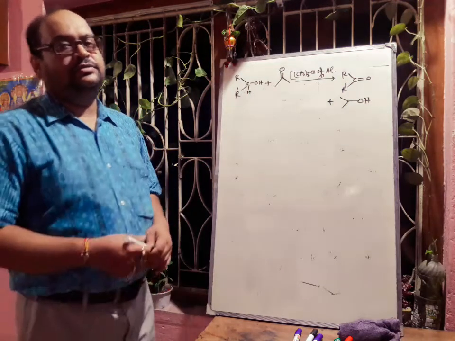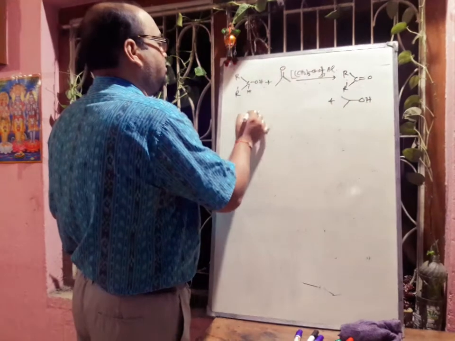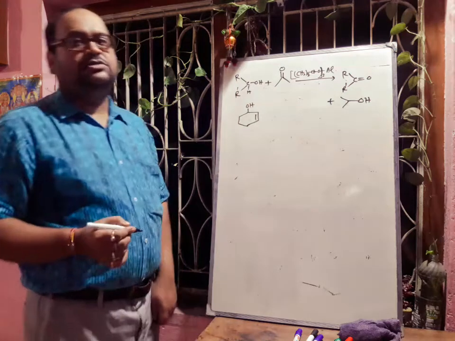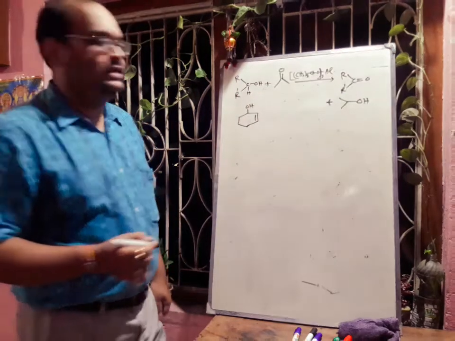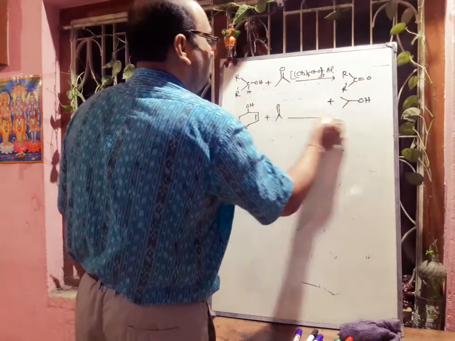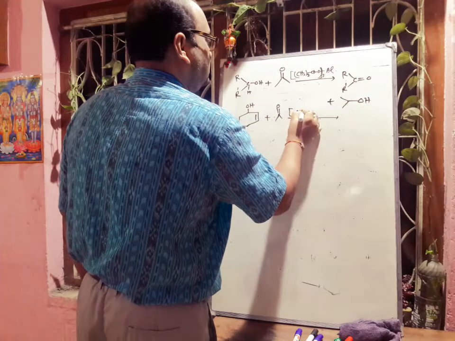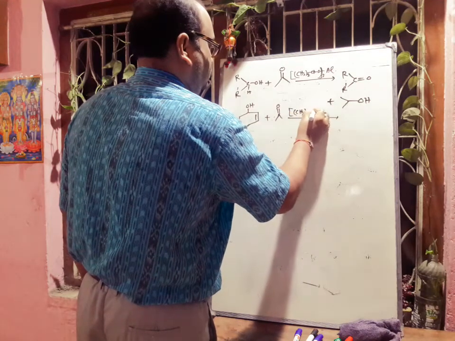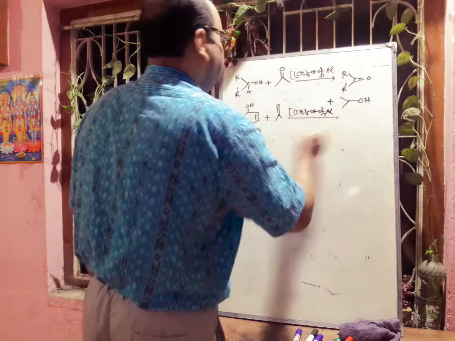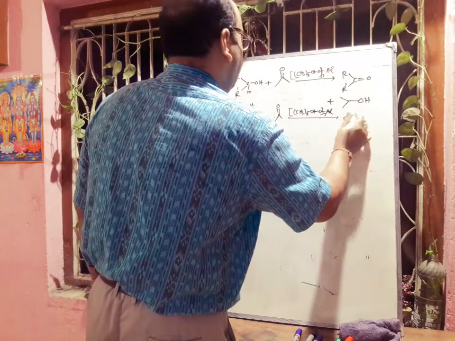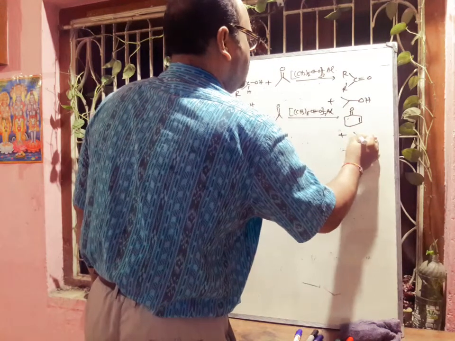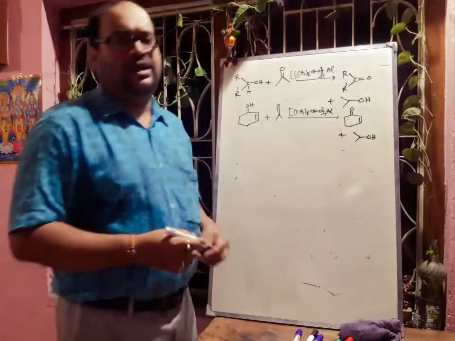Okay. And if we take some cyclic system, here also this double bond will not be affected. Here we have to use the same reagent, acetone plus aluminium isopropoxide, that will convert to ketone plus formation of isopropyl alcohol. Okay.